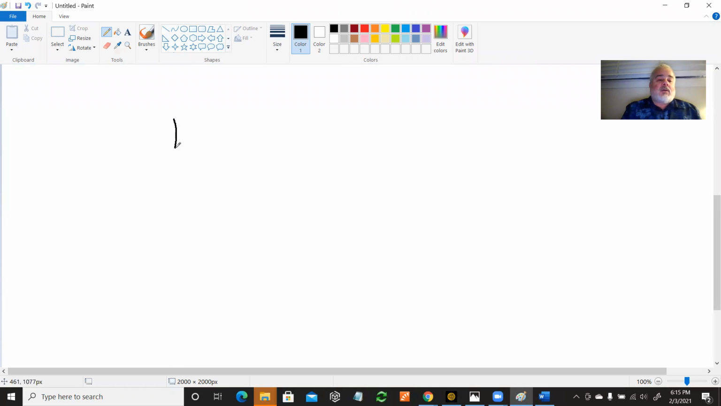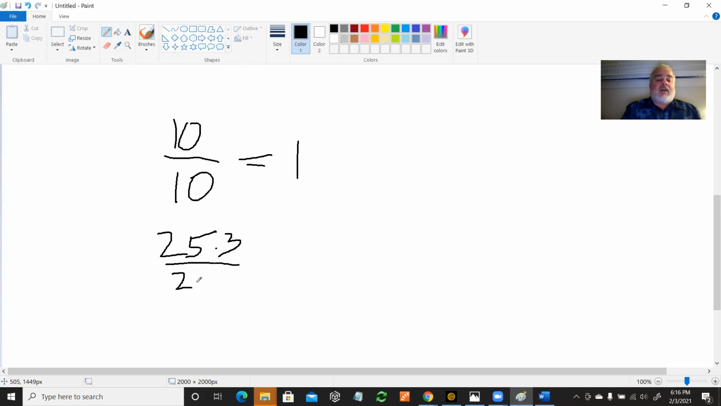Such as 10 over 10 equals 1, right? What about 25.3 divided by 25.3? It doesn't matter. If whatever's in the top and whatever's in the bottom are the same, they just equal 1. And if I tell you that 1 inch is the same as 25.4 millimeters, they are equal, they are the same.